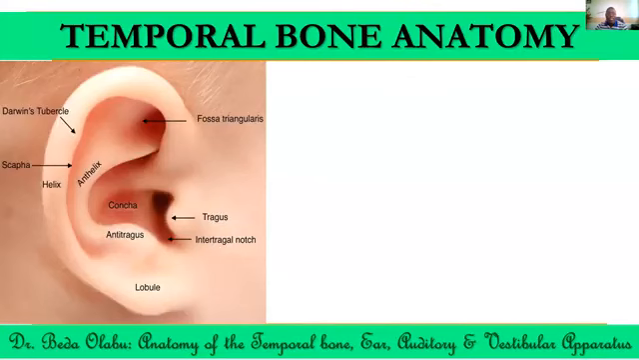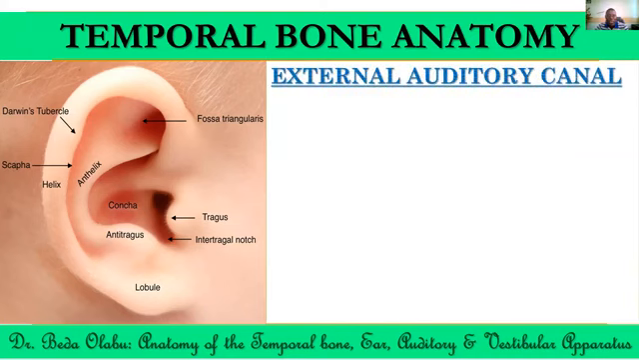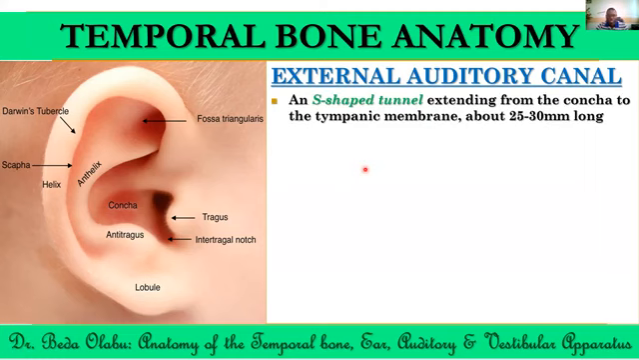Okay, so that summarizes the story of the middle ear. We can now talk about the external auditory canal. The external auditory canal is part of the outer ear. It's an S-shaped tunnel that extends from the concha of the ear to the tympanic membrane.